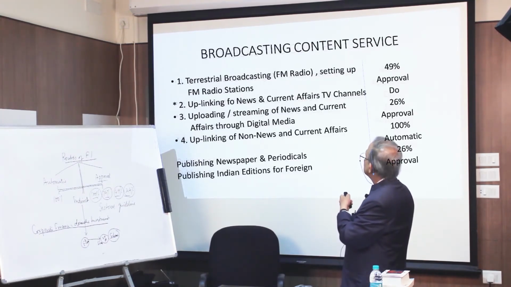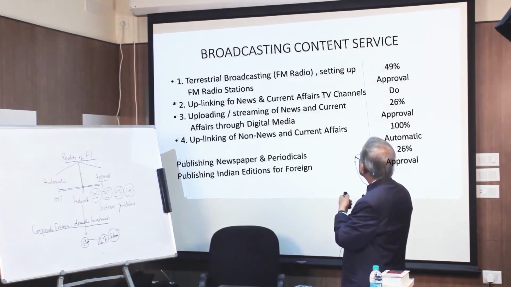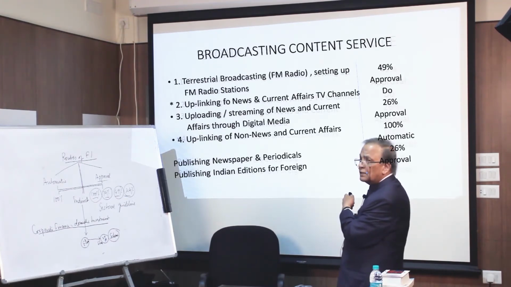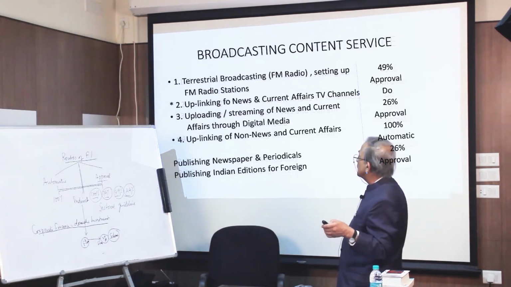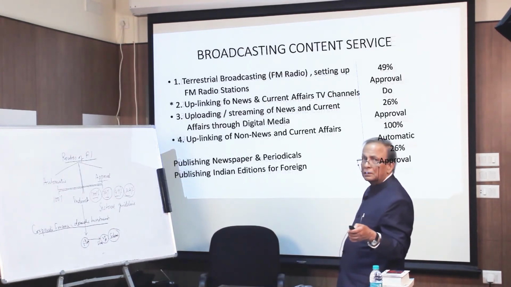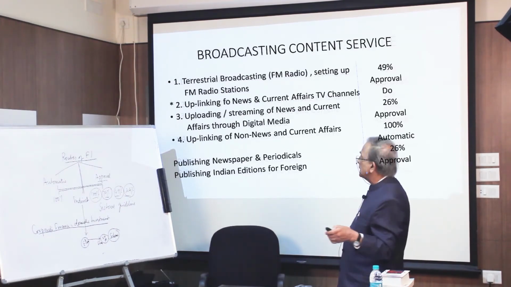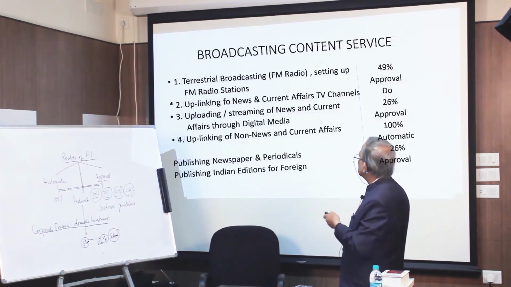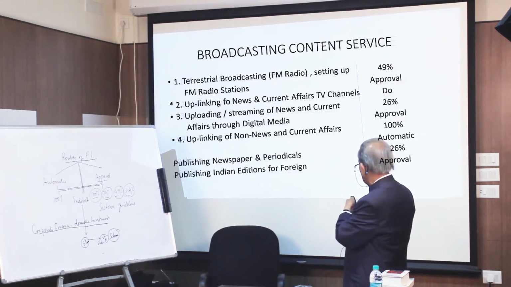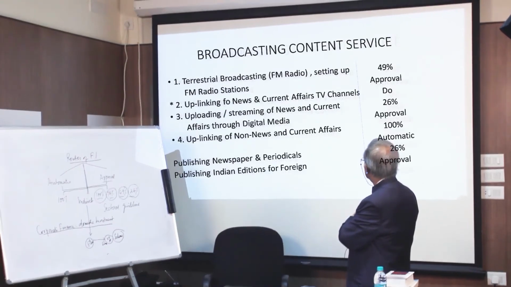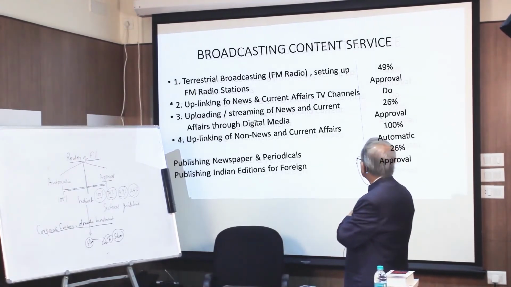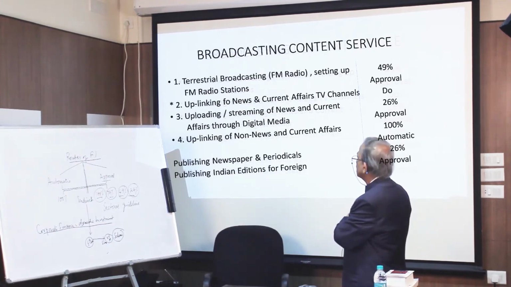Then uplinking of news and current affairs TV channels, 49%. Uploading, streaming of news and current affairs through digital media, this is only 26%. So digital media, suppose you want to do a newspaper, have a news scoop and then upload the news, every day you see that somebody is arrested, almost every day. Now there it is 26% only in the approval route. That means if you have a 100 rupees requirement, you have to pay 74 rupees yourself and 26 rupees you can take from foreign funding, but with the approval.